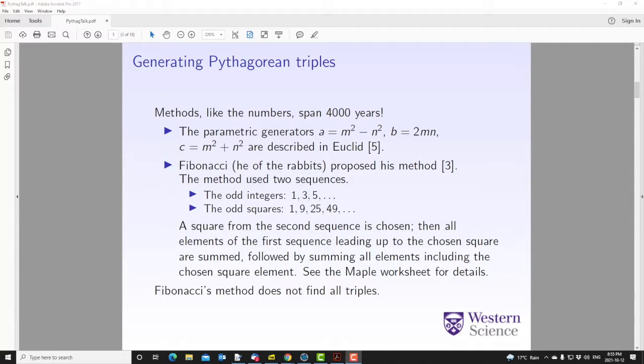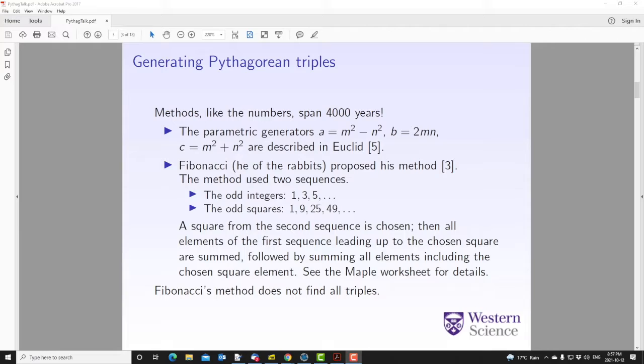The first method we have for generating Pythagorean triples is a set of parametric generators which are found in Euclid's Elements. a equals m squared minus n squared, b equals 2mn, c equals m squared plus n squared. When m and n are given integer values, they generate a Pythagorean triple a, b, c.